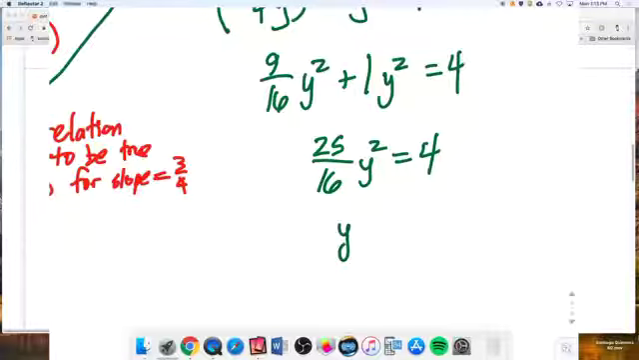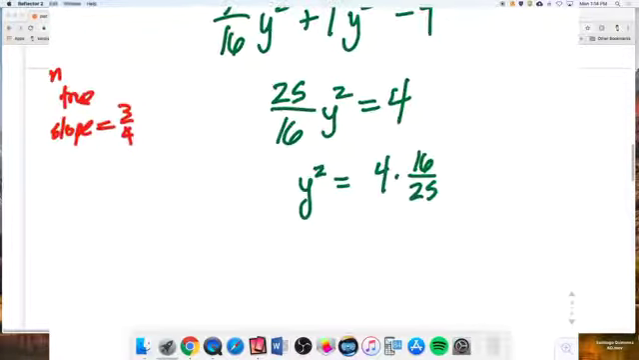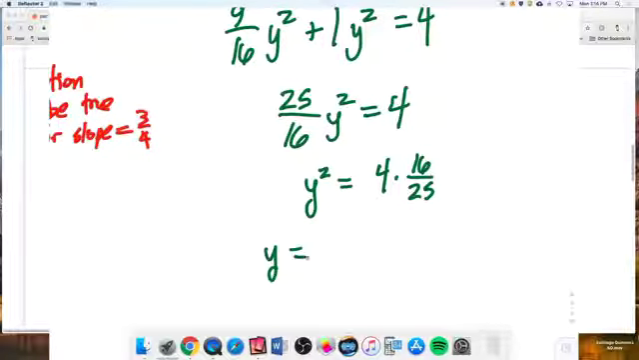And now we multiply both sides by the reciprocal, and we get y squared equals 4 times 16/25. And when I take the square root, I do plus or minus. Now these are all perfect squares. So when you take the square root of 4, you get 2. Square root of 16, you get 4. So that's going to be 8/5. We'll do plus or minus 8/5.